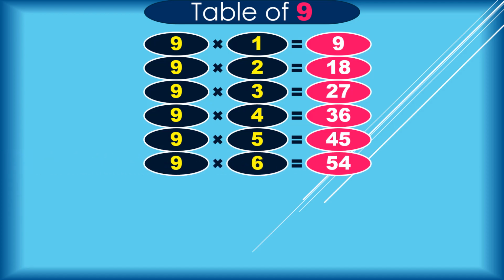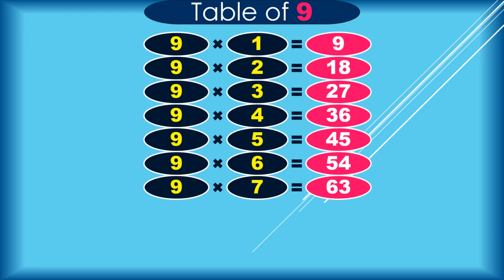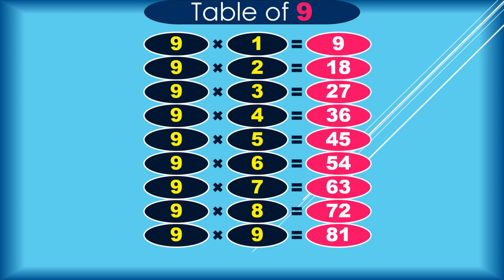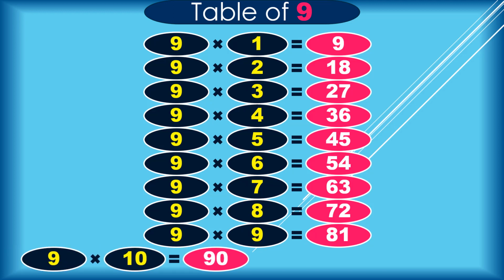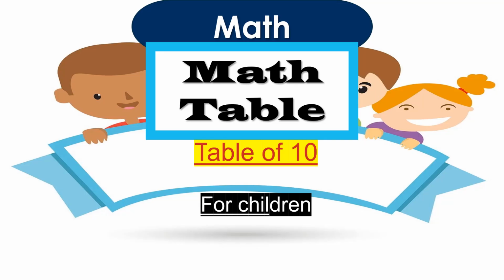9 sixes are 54. 9 sevens are 63. 9 eights are 72. 9 nines are 81. 9 tens are 90. Now we will learn about the table of 10.